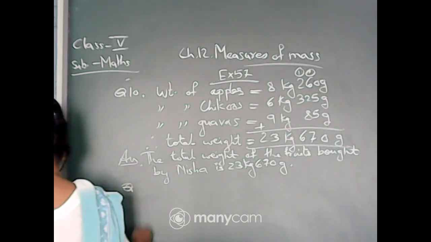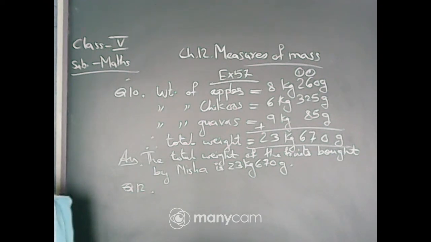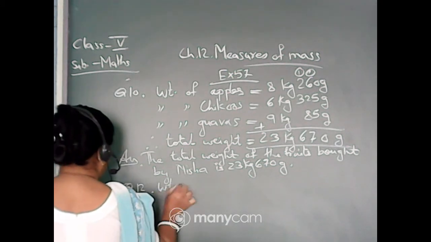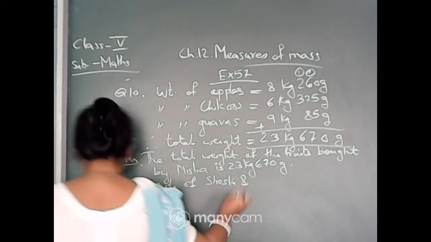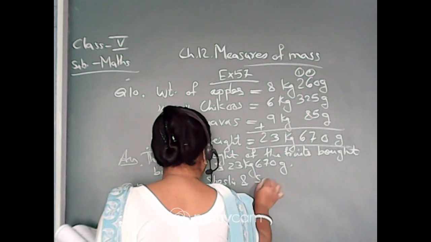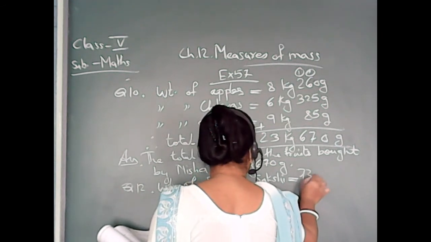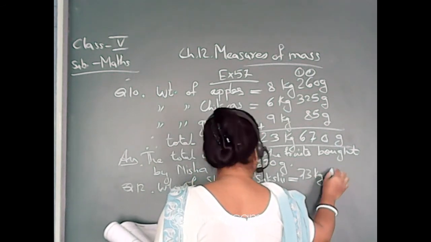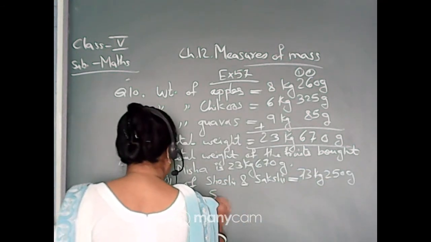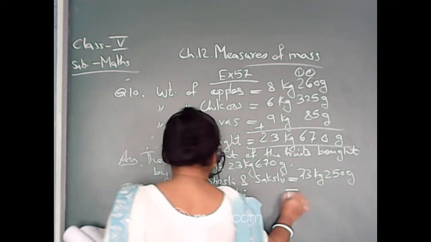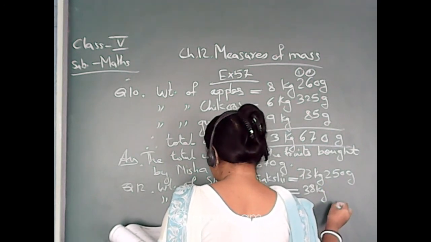This is number 12. Weight of Shashi and Sakshi is equal to 73 kg 250 gram. Then weight of Shashi is equal to 38 kg 675 gram.